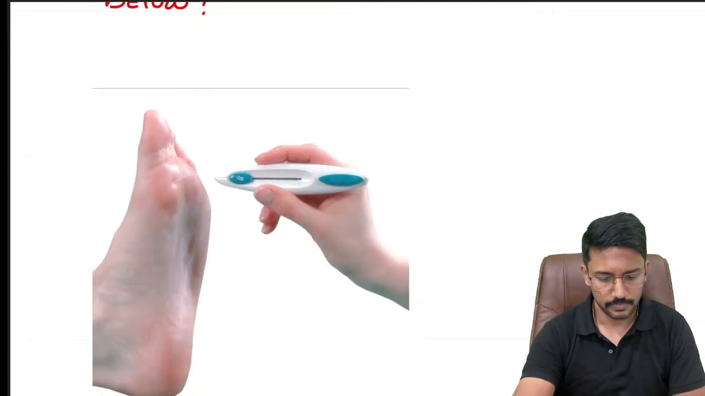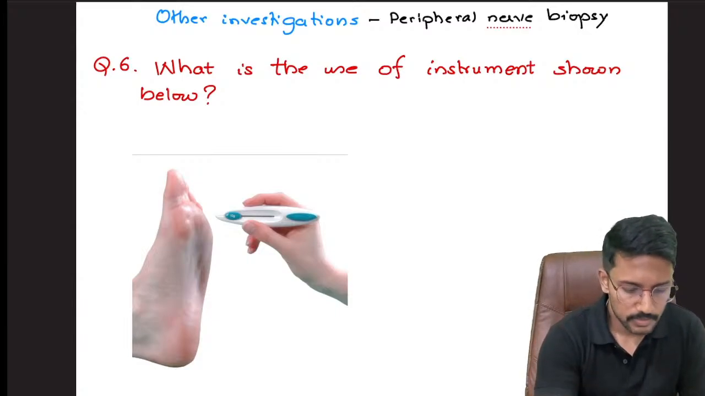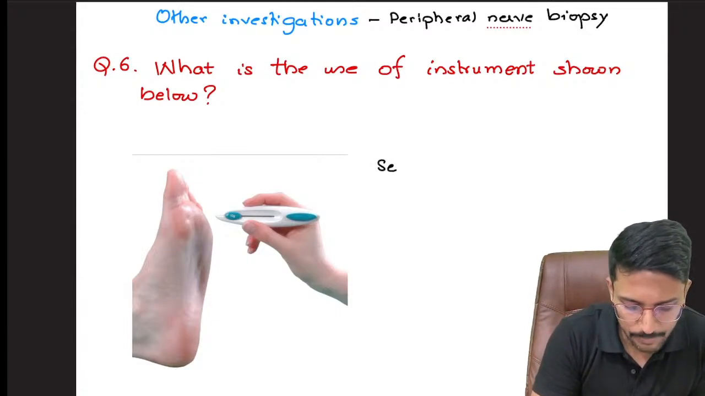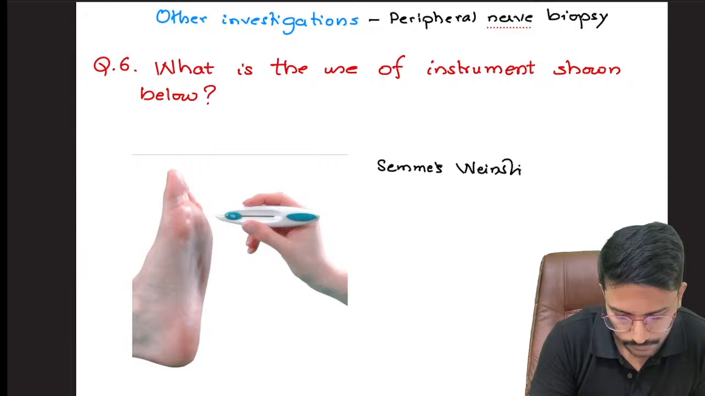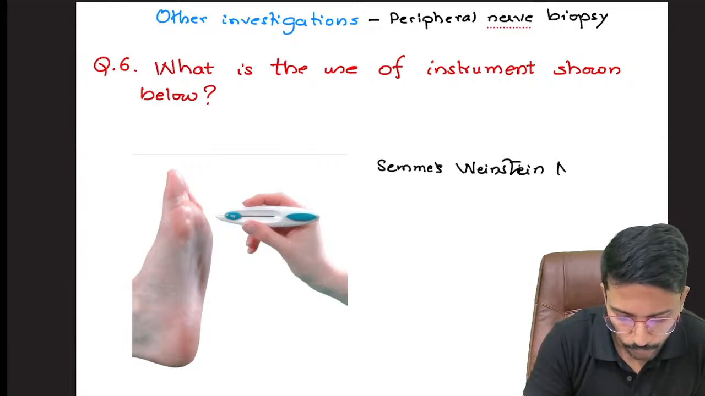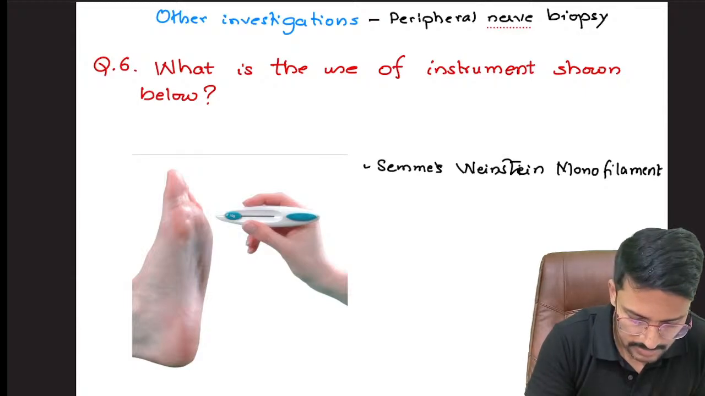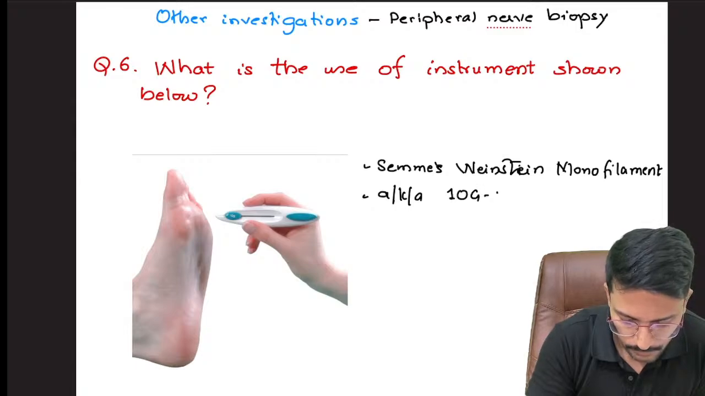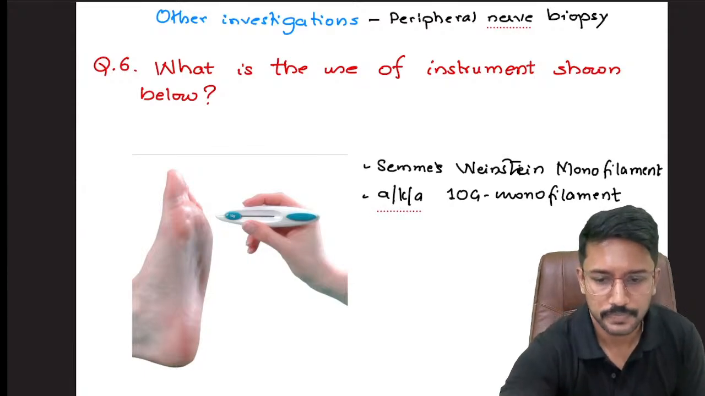What is this called, and what is it used for? Two points to address. So the instrument that you see here is called Semmes-Weinstein monofilament. This Semmes-Weinstein monofilament is also known as 10-gram monofilament. What is it used for?